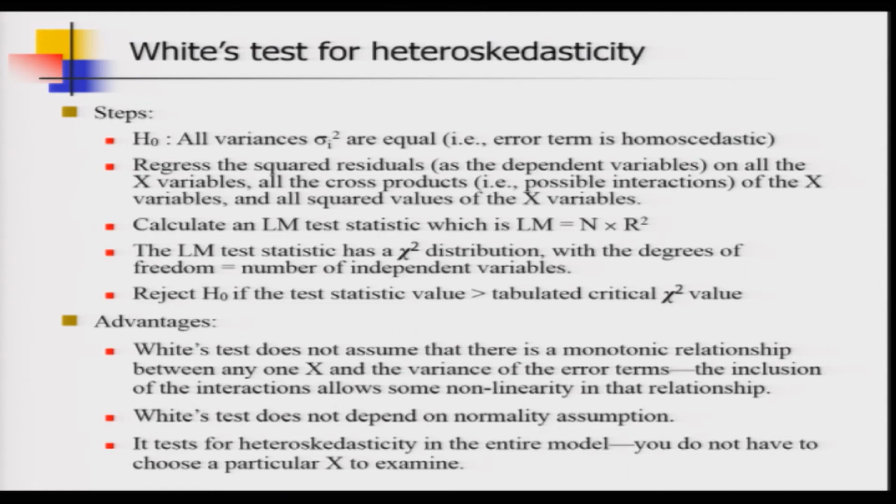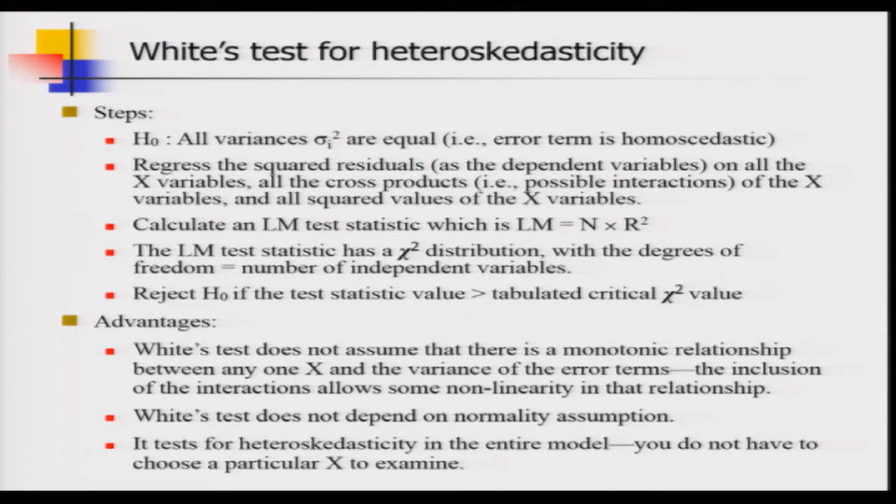And then what we need to do? We need to get the tabulated critical value for a specific alpha, and then you reject your null hypothesis if the test statistic value is higher than the tabulated critical value.